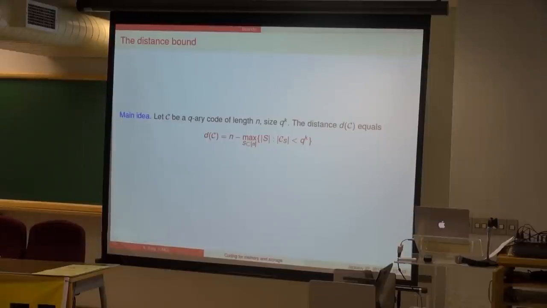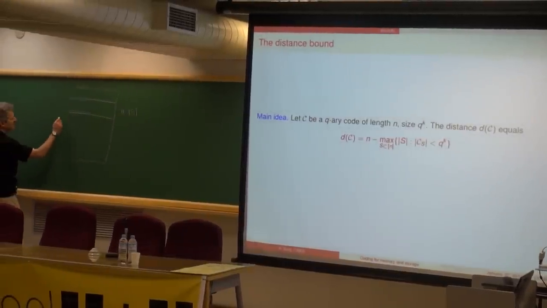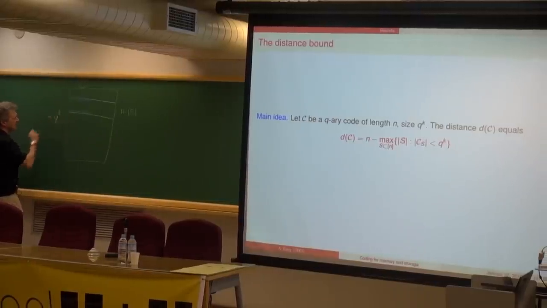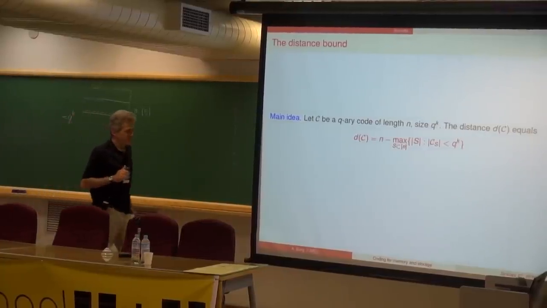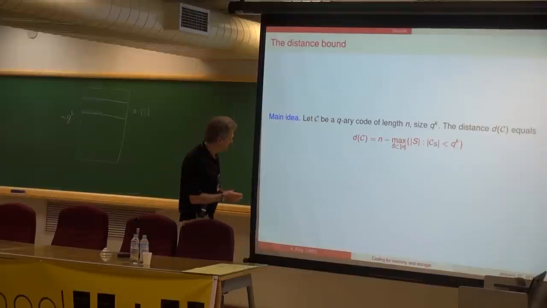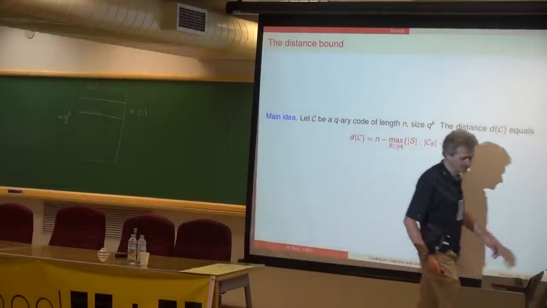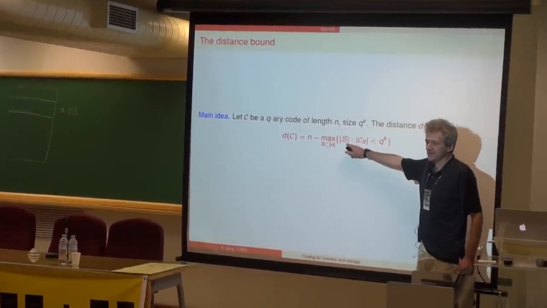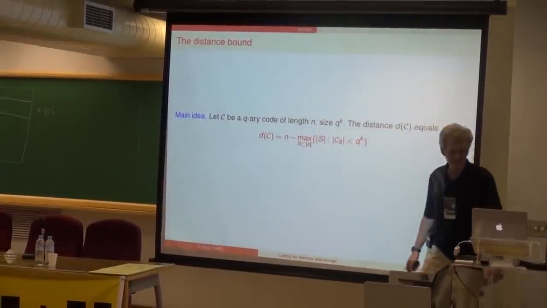And if a pair of code words coincide, then the total number, if we restrict the code to this subset of coordinates S, the total number of distinct rows is strictly less than q to the k. We don't see all the possibilities. So then, if we go over all possibilities for the set S and take the largest, we get back this formula, the distance of the code. This is the maximum cardinality of a set where there are repetitions, and n minus that is the distance.